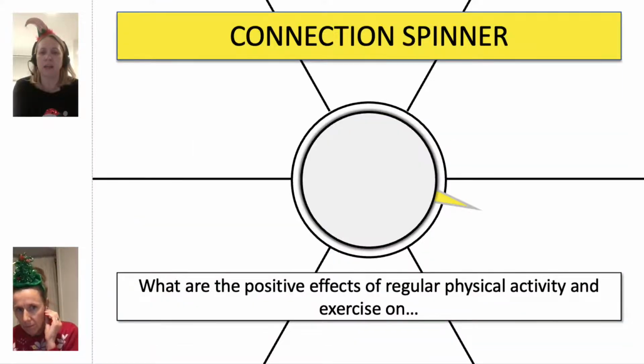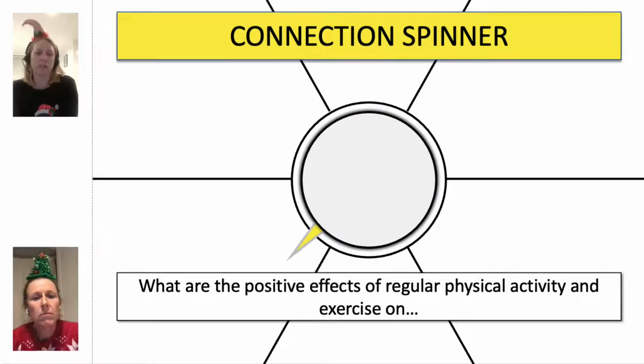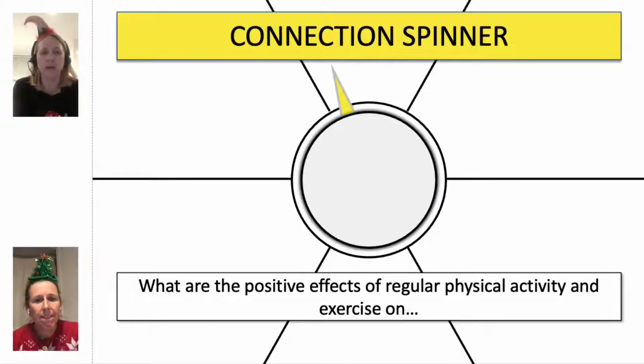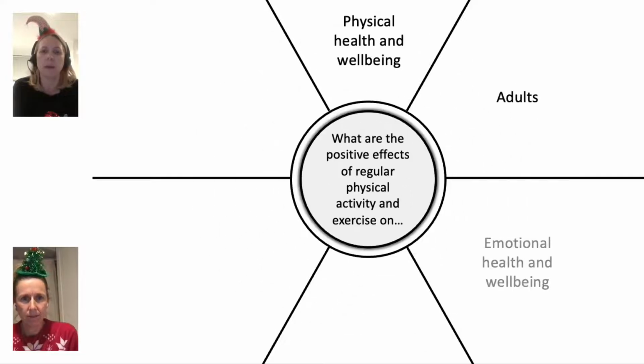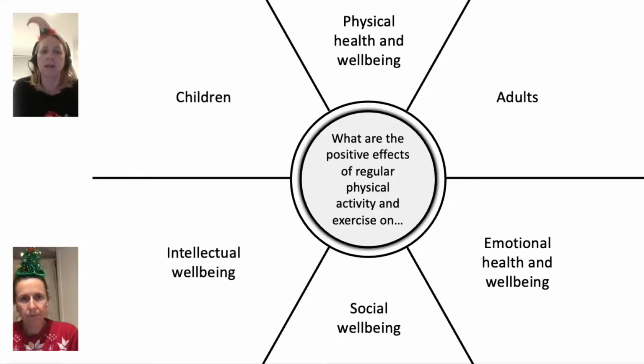So let's have a look then. So our next activity, that was a thinking hard one. We now have our connection spinner. So what we want you to do with this one is think about what are the positive effects. Sometimes in your question, you might be asked negative effects or positive effects? So read the question really carefully. So we've got, what are the positive effects of regular physical activity and exercise on? We are going to spin the spinner and see what we're referring to. If we click to the next slide, we will then be able to determine what are the positive effects of regular physical activity and exercise on.